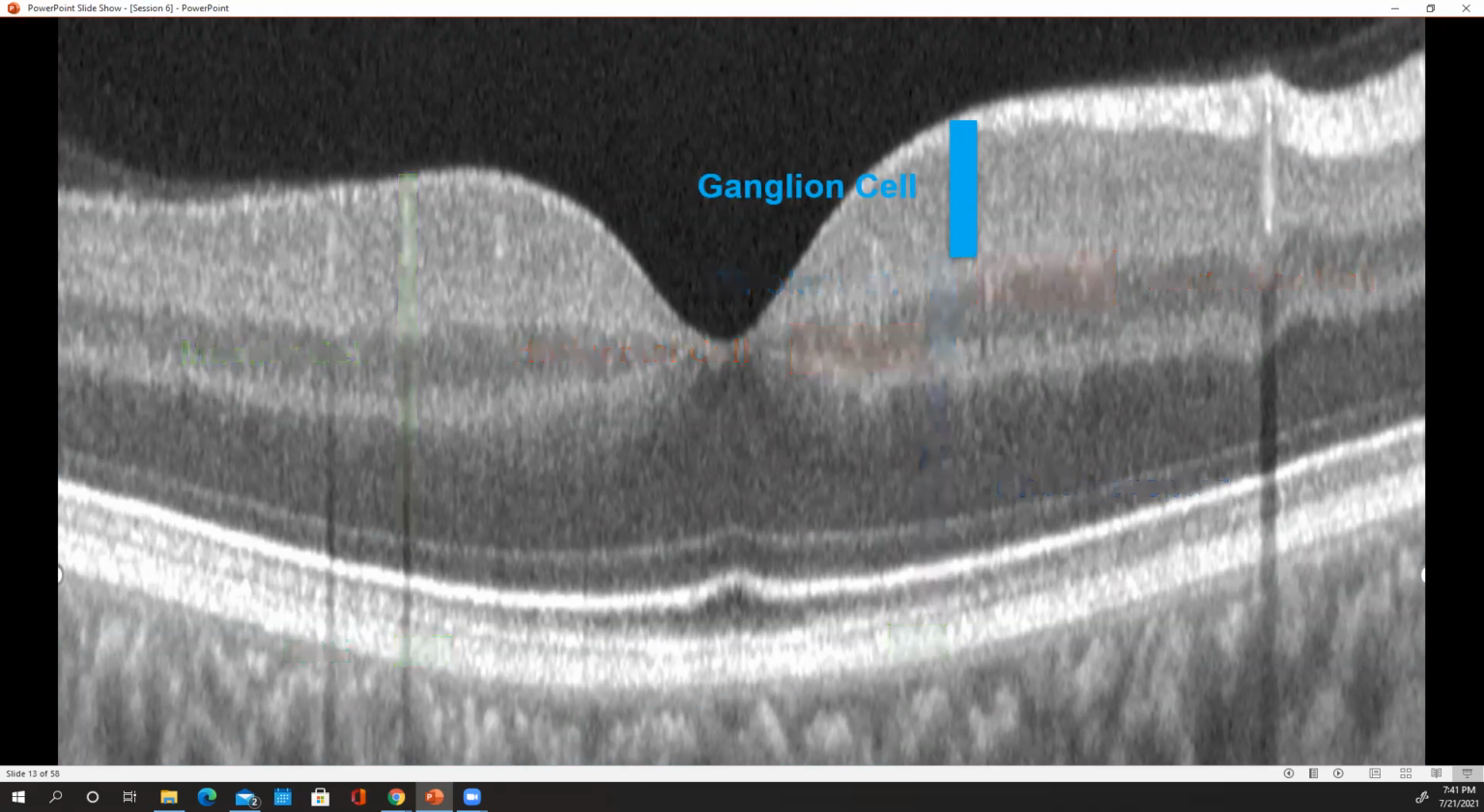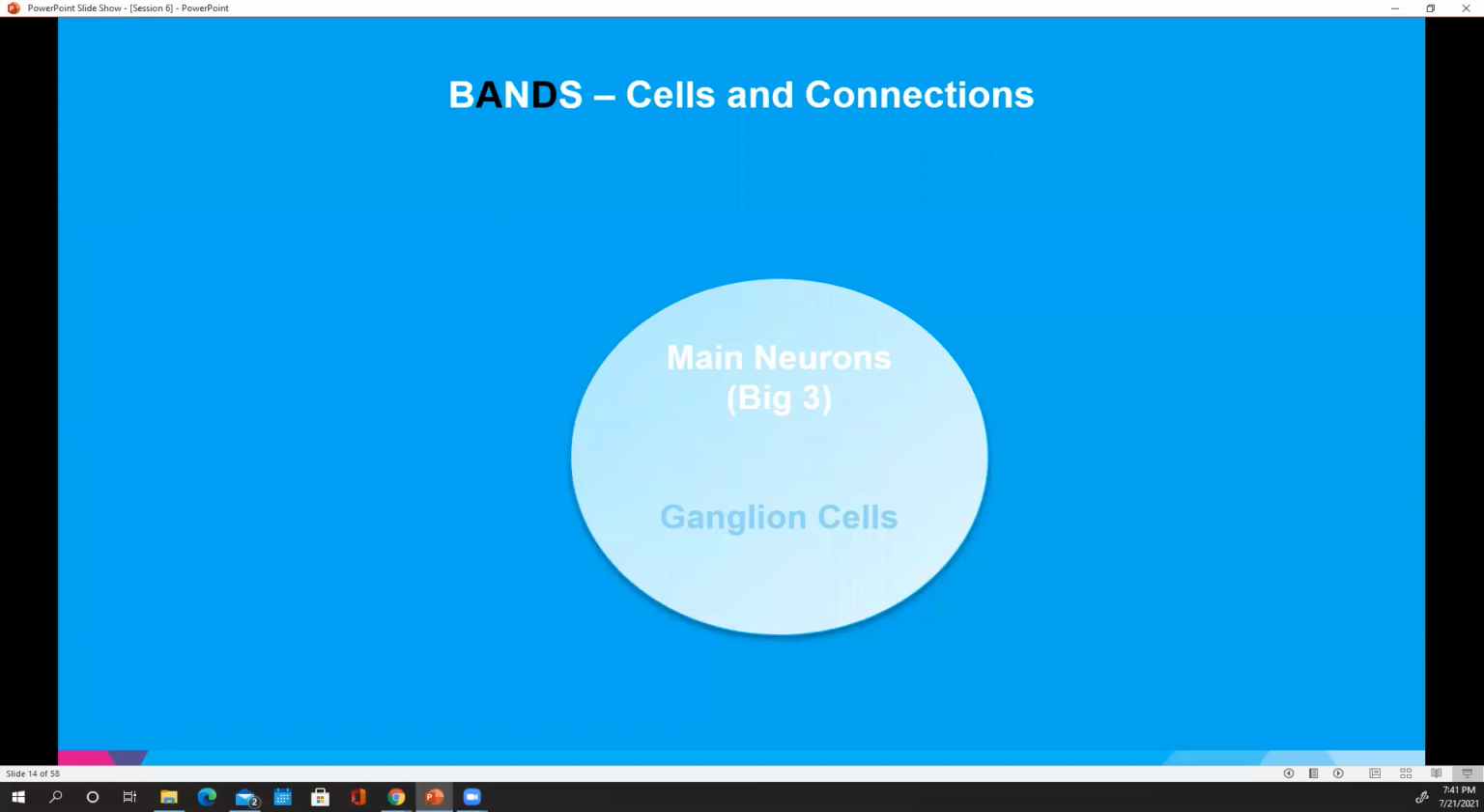Okay, so we're going to focus on the ganglion cell. Okay, so we are now on to, I think I said this is Dennis Rodman.